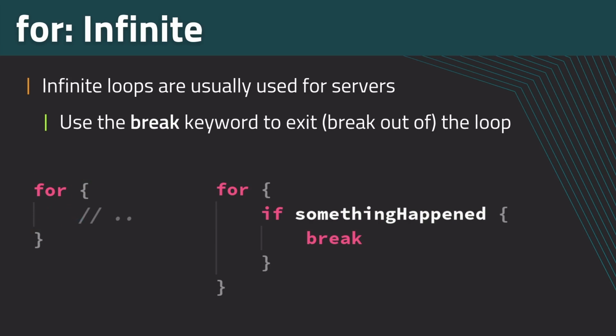In order to exit an infinite loop, we'll have to use the break keyword. Usually you would check a condition. In this case, we're checking if something happened is true, then we'll break. And if it's false, then we'll just keep continuing on forever since this is an infinite loop. Loops like this will be used for something like web servers or if you're reading data from some kind of data stream, and then you would choose the condition on which to break.